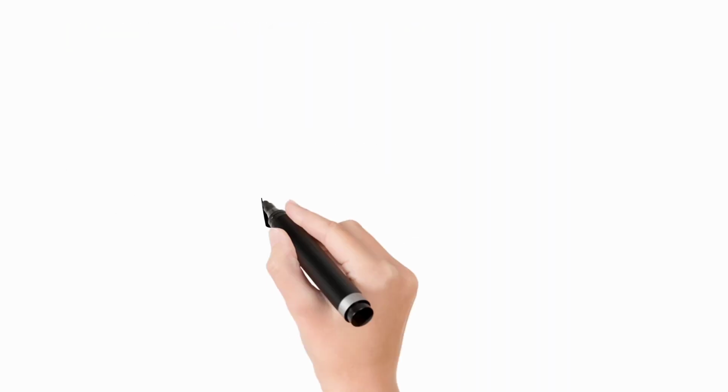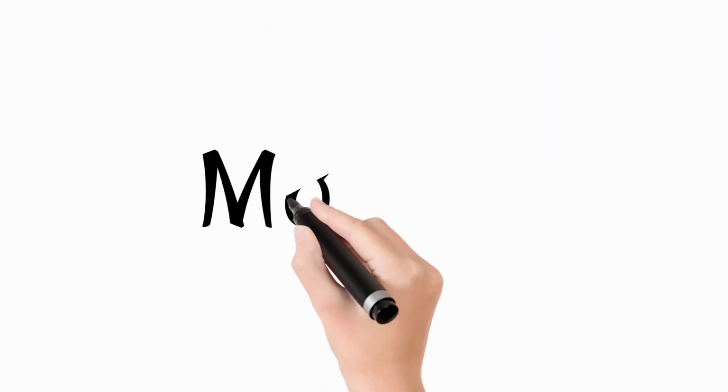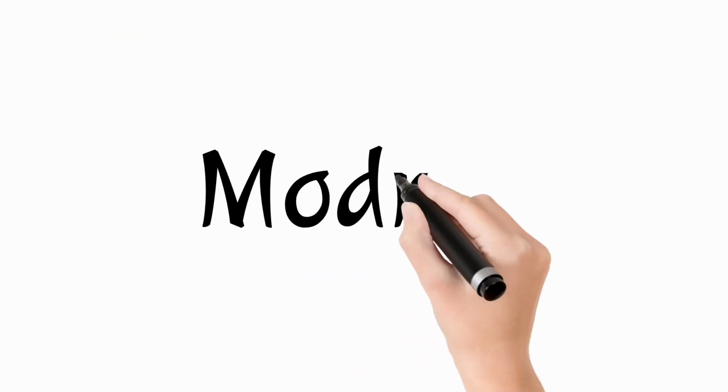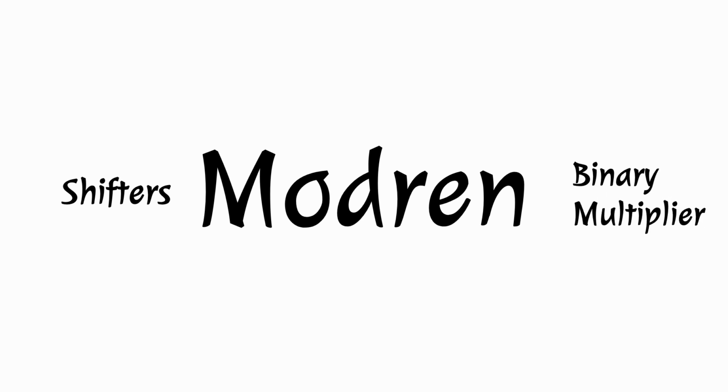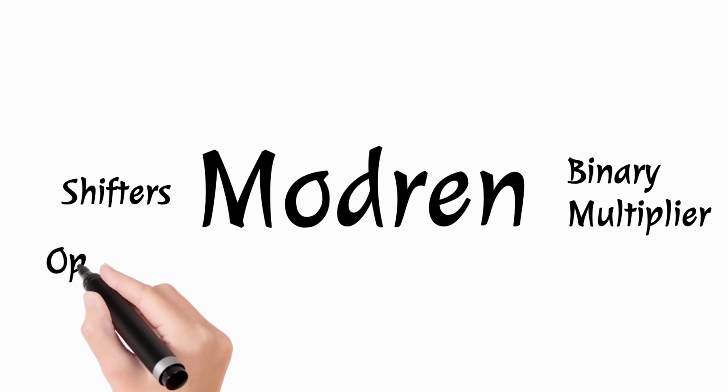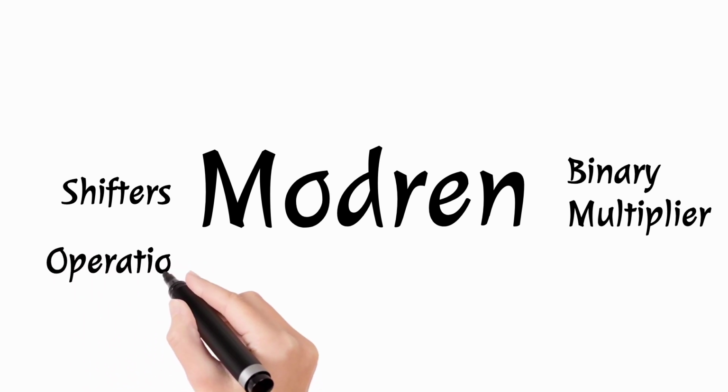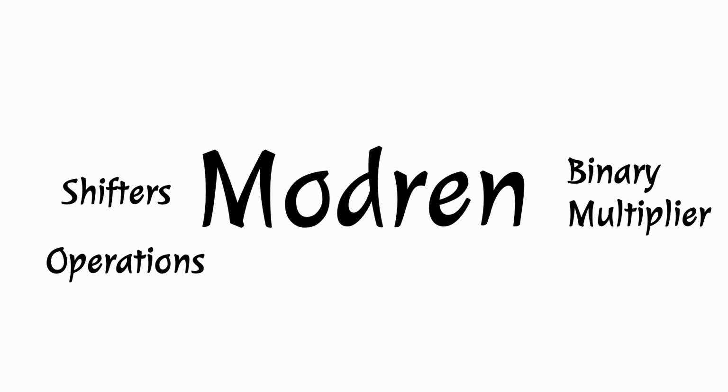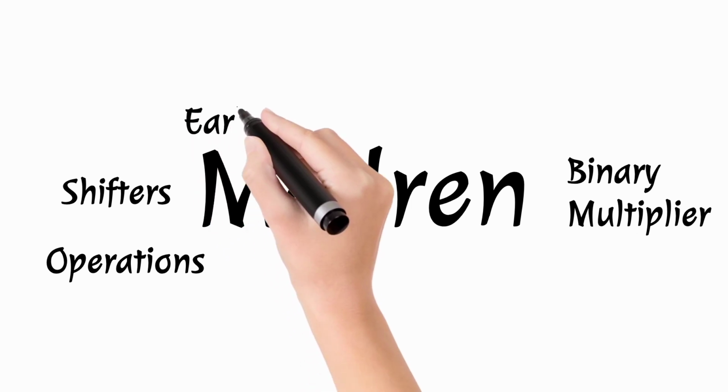Today, many modern ALUs have wide word widths and architectural enhancements, such as barrel shifters and binary multipliers, that allow them to perform in a single clock cycle operations that would have required multiple operations on earlier ALUs.